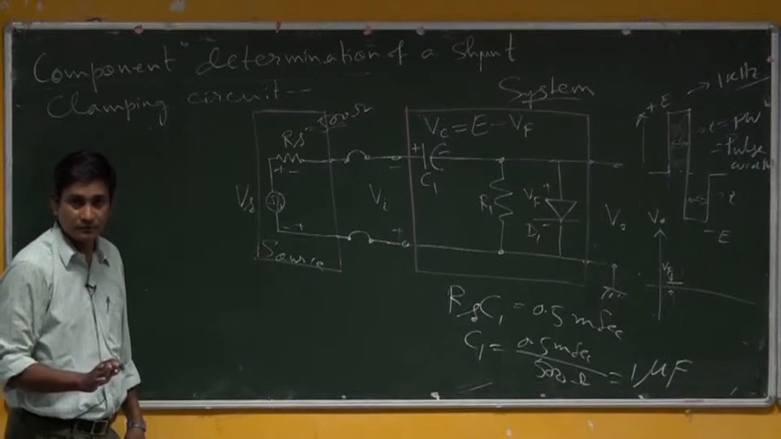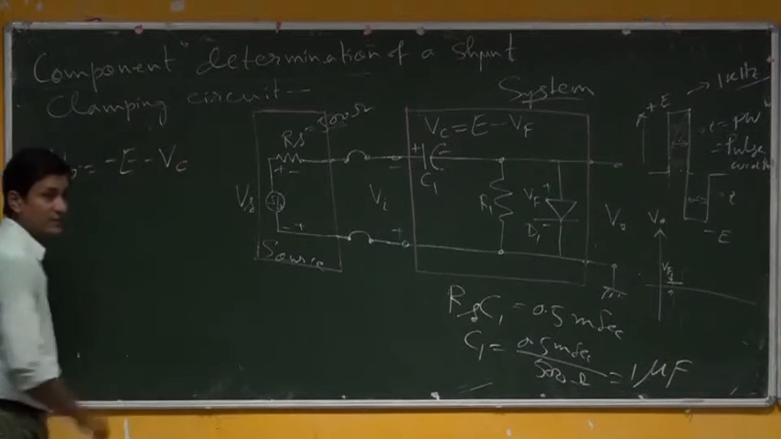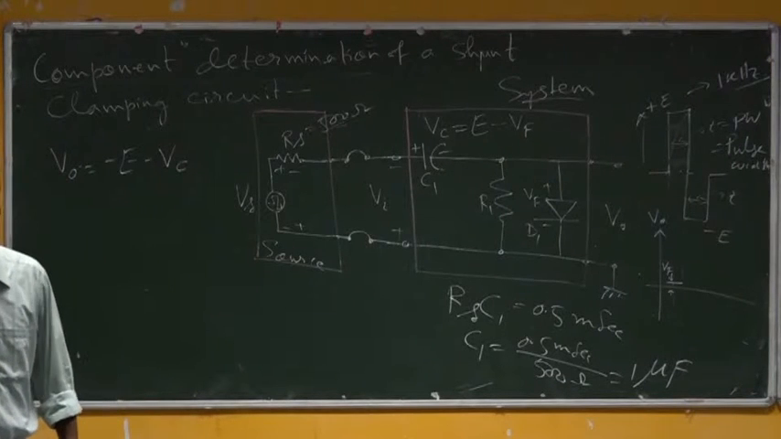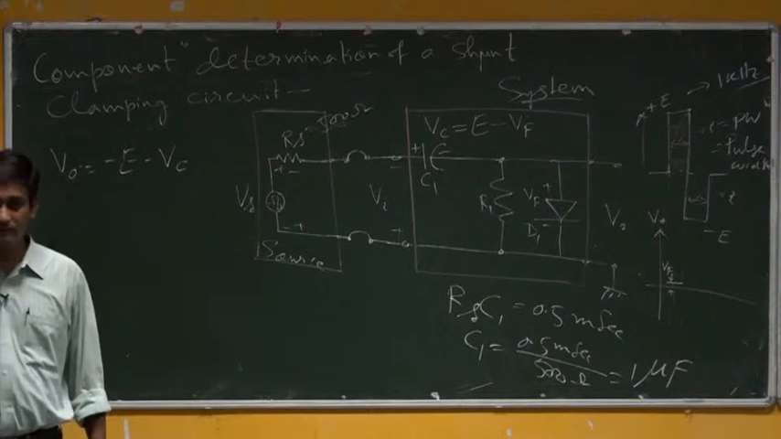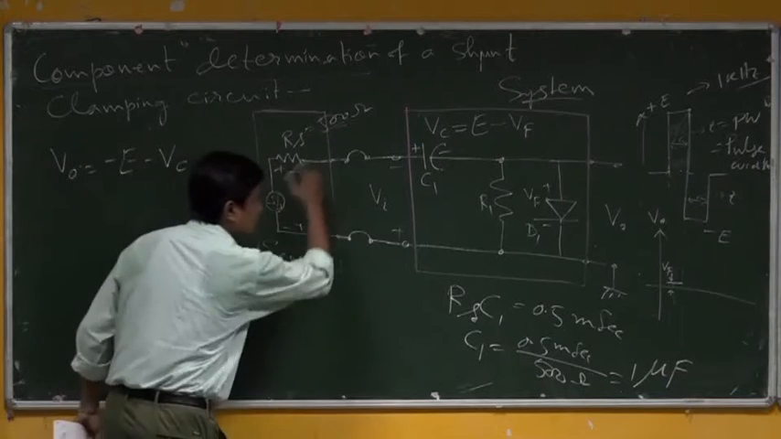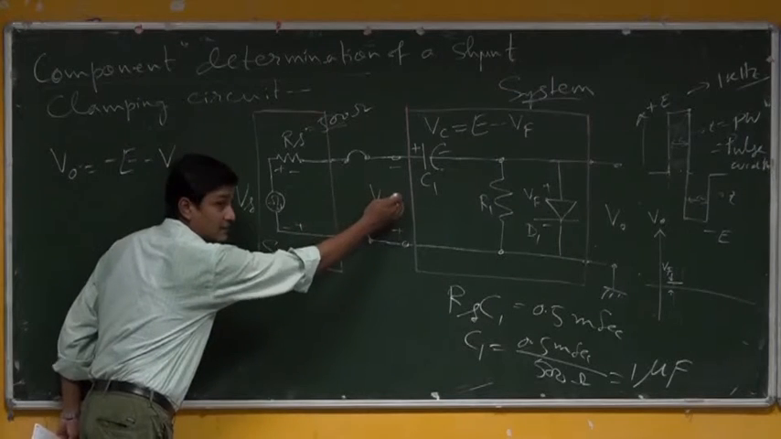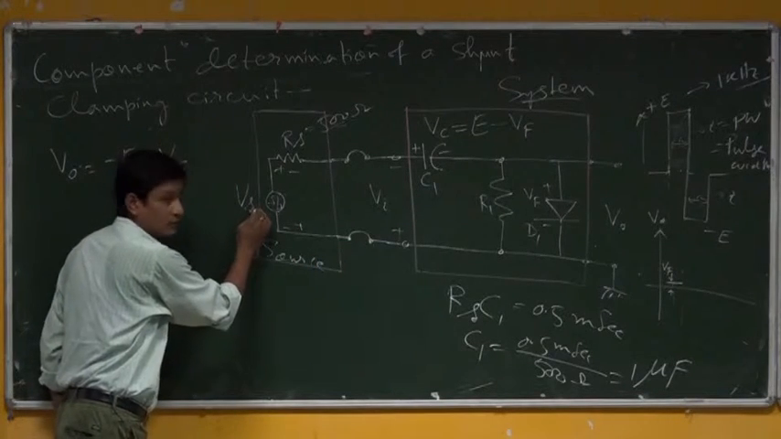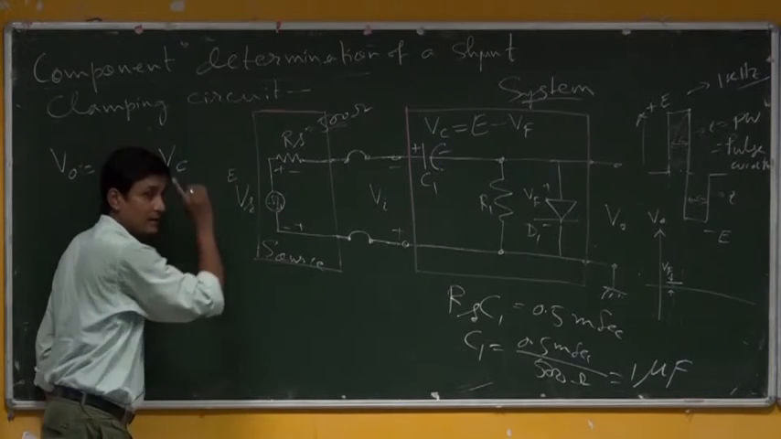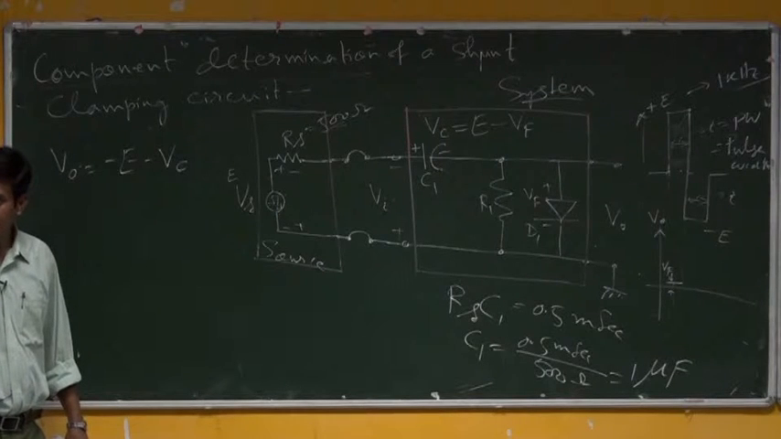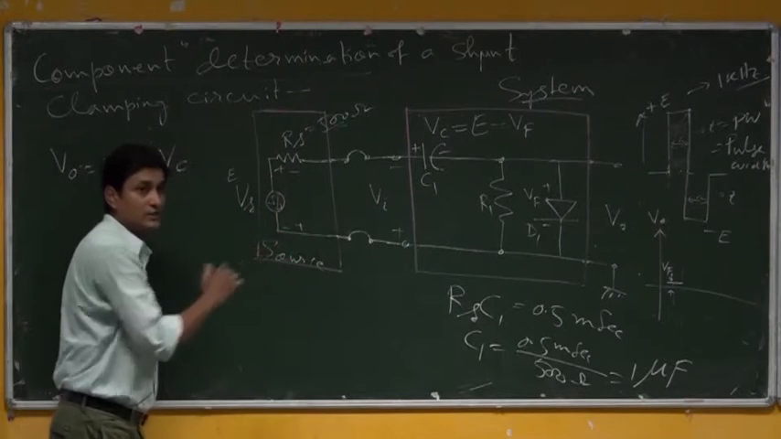Any problem? V naught was minus E minus Vc. Now tell me, what is the potential now in this arrangement, with this consideration? Now your input is not here as minus E, but here. Earlier it was plus minus E, now it is minus plus E again. Okay. So in that case, the analysis goes this way.